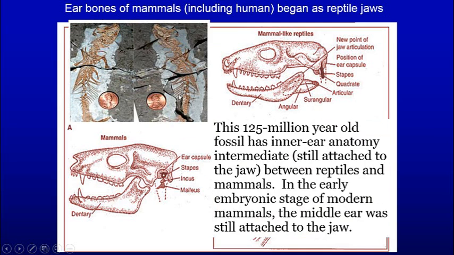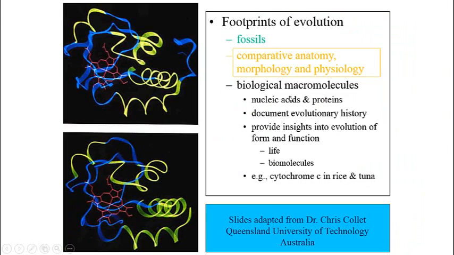It's not a very big animal, but they found this mammal-like reptile, a 125 million year old fossil with inner ear bones, intermediate, still attached to the jaw, between a reptile. Now, in the early embryologic stage of modern mammals, that's us, when we were embryos, the middle ear was still attached to the jaw. So that's why scientists knew about these, because they saw them in the embryo first. It's in every embryo, if you're a mammal. That's where it is.